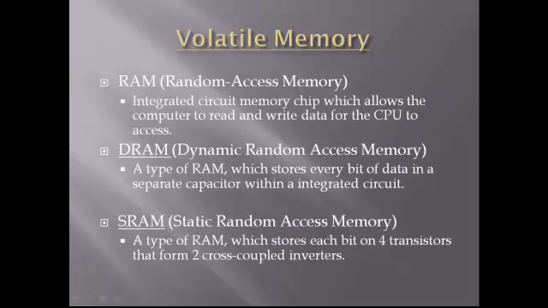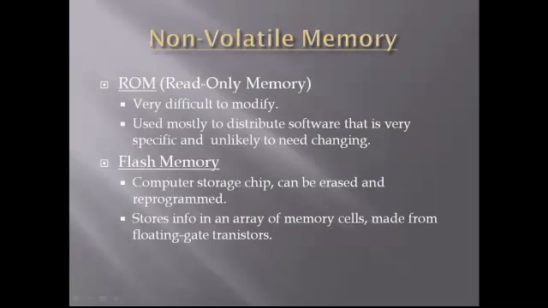Random access memory is an integrated circuit memory chip which allows the computer to read and write data for the CPU to access. The next is dynamic random access memory. This is a form of RAM which stores every bit of data in a separate capacitor within an integrated circuit. The last being static random access memory, another type of RAM, but this stores each bit on 4 transistors that form 2 cross-coupled inverters.